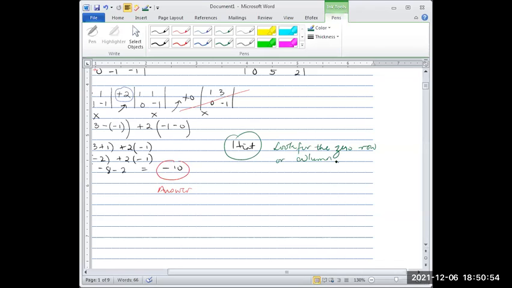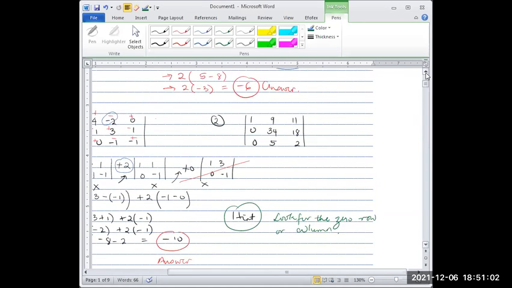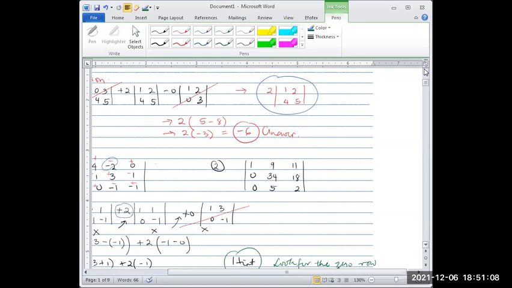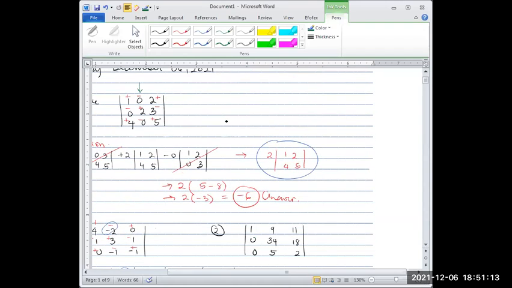Because you can use any other row or any column, exactly. But right here, look at what happens. For this column, I wouldn't want anybody to go ahead and use column 3 because it's going to be way too much calculation.